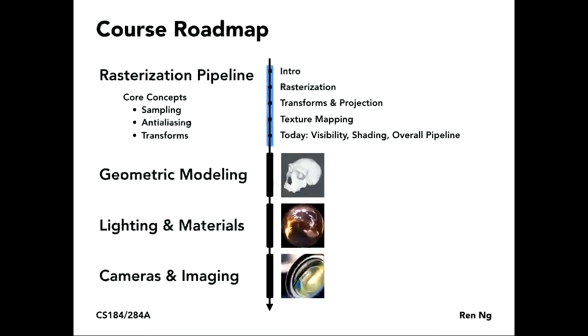And here's a course roadmap from where we are, to where we're going. We've talked about rasterization, transforms, texture mapping, and today we're going to talk about visibility, shading, and how they fit into the overall real-time, or graphics accelerated, graphics pipeline. Then we're going to talk about geometric modeling, which will have a series of lectures pretty much similar to the number we've had already, then lighting, materials, and then camera and imaging.